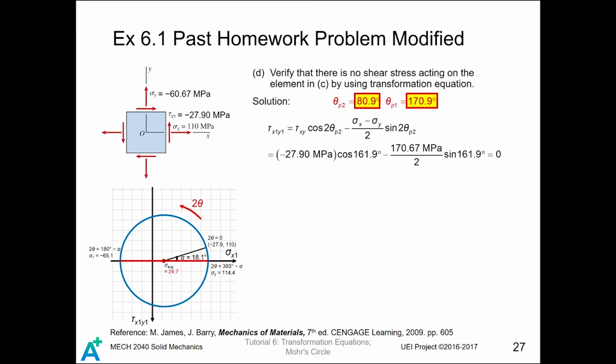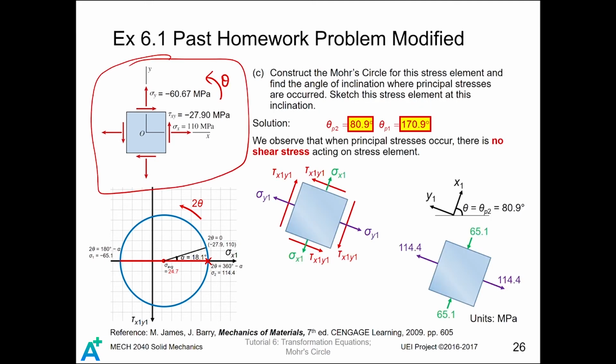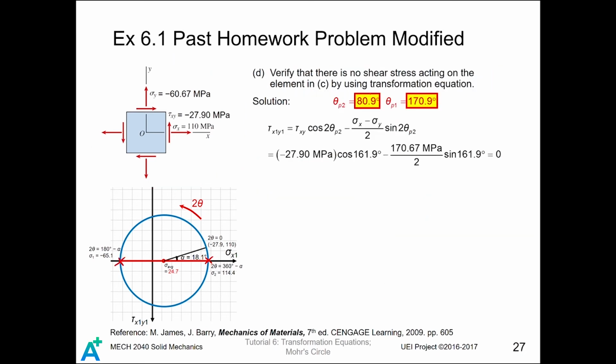Next, we verify that there is no shear stress acting on the element by using the transformation equation. That is, we are going to prove that for the principal stresses, where the maximum direct stress occurs, there is no shear stress acting on the stress element, as we predicted in the previous slide. To do this, we substitute those two angles into the transformation equations, as well as what we got for tau xy, sigma x and sigma y. We substitute everything inside this transformation equation, and eventually we get 0.